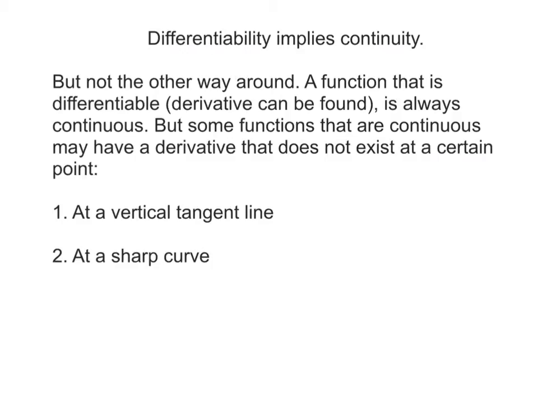Now, there may be places where you can find the derivative, but it's not continuous. You might be able to find the derivative on a certain interval, but if it's differentiable on the entire function, then it's going to be continuous on that function. But it doesn't go the other way. Some functions that are continuous may have a derivative that does not exist at a certain point. You might have a derivative at other places, but not necessarily. And here are two cases where that's true.